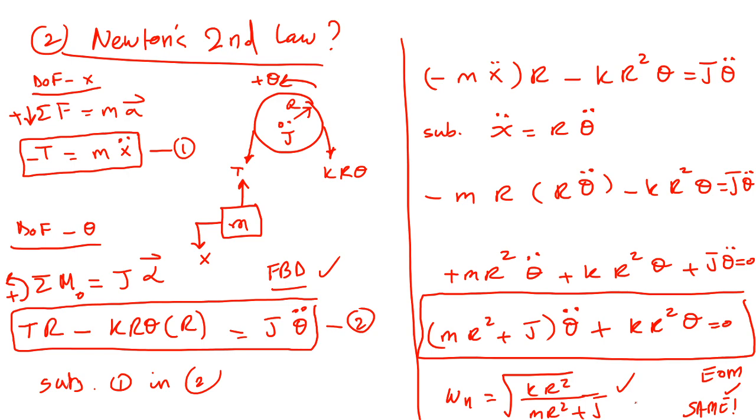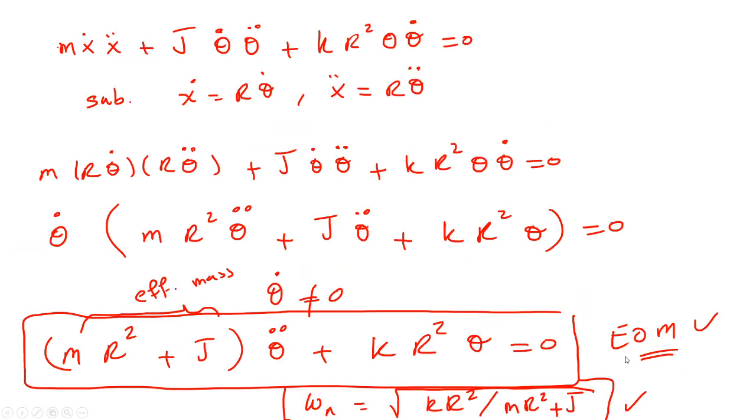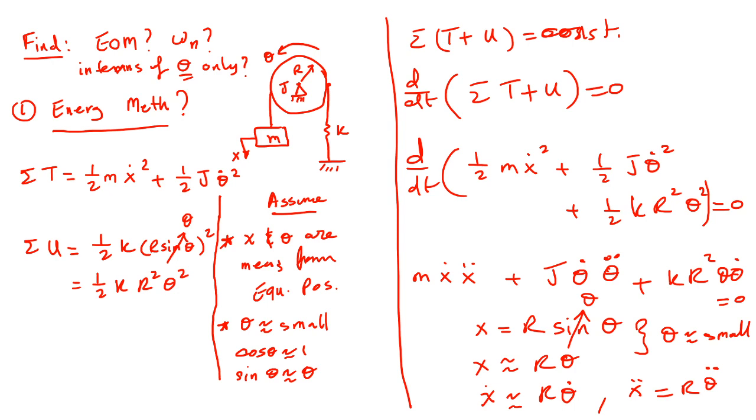And that's it. As you can see, which one is easier to use in this problem? Maybe the energy method is easier for this problem. Why? Because the system is complicated. The energy method is usually very effective and useful when you have a complicated system. What do I mean by complicated system? There are many degrees of freedom, many masses, and it must, of course, be conservative.